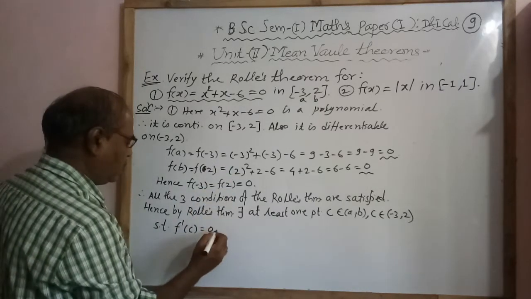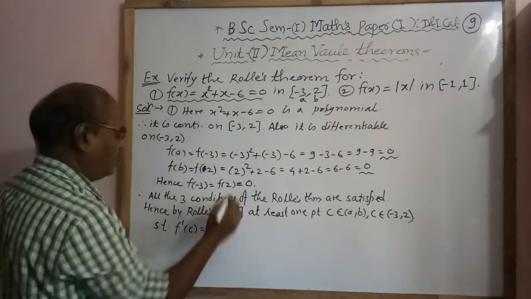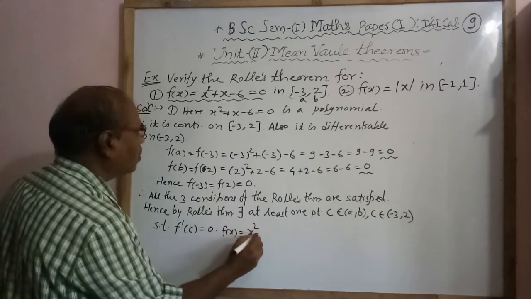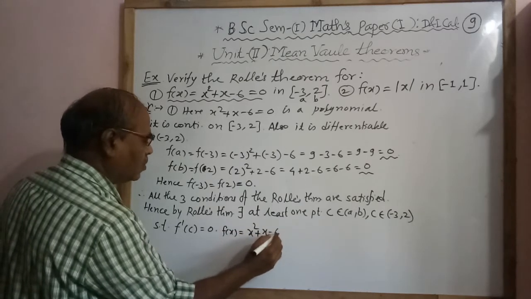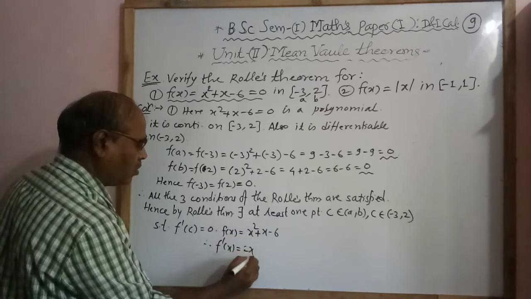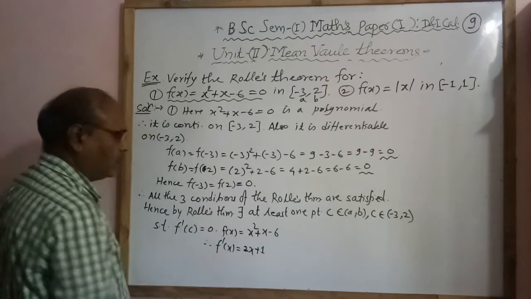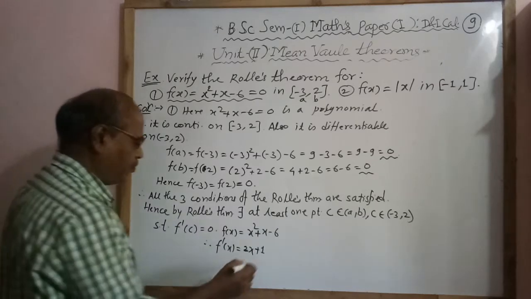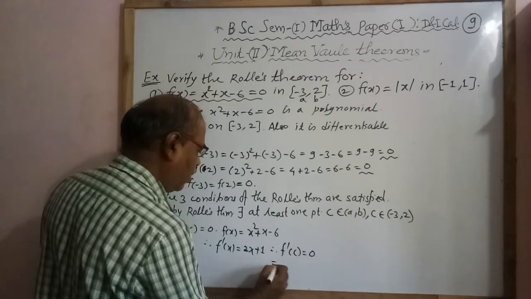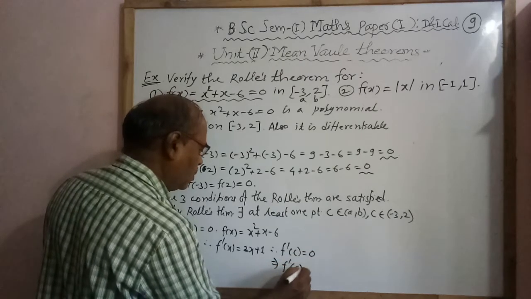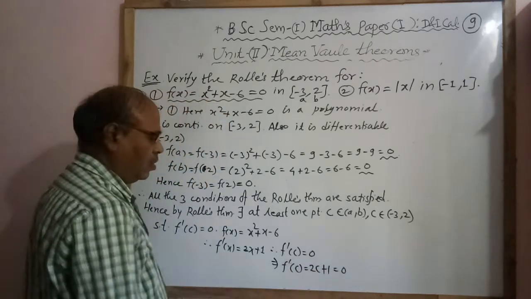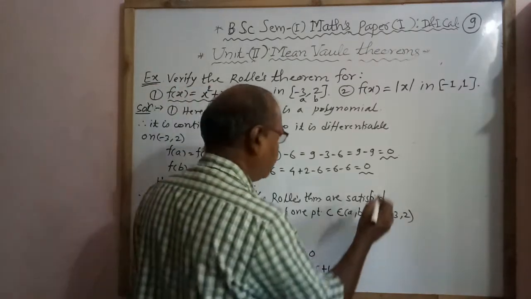Now first find f dash of x. Differentiating f of x equals x square plus x minus 6, f dash of x is the derivative of x square, twice x, plus 1, and the derivative of 6 is 0. Therefore f dash of C equals 0 implies twice C plus 1 equals 0. Therefore twice C plus 1 equals 0.